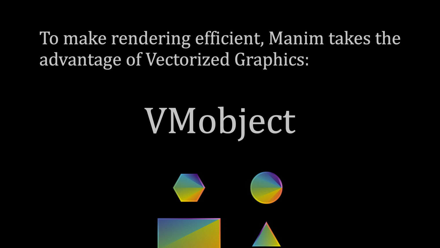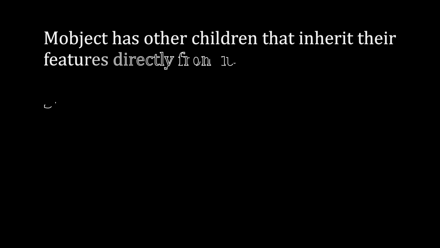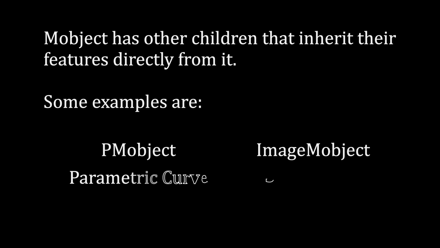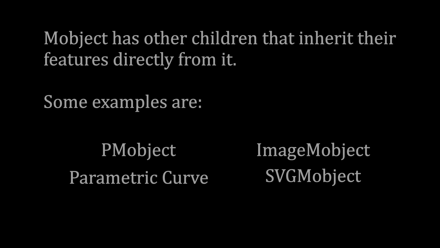Now, due to their vectorized nature, transforming and animating VMobjects is smoother and requires less computational power than the regular Mobjects. Most of the time, we will be using them. Mobjects have other subclasses like PMobject, short for point-based Mobject, ImageMobject, ParametricCurve, SVGMobject. We will explore these subclasses later in our journey.